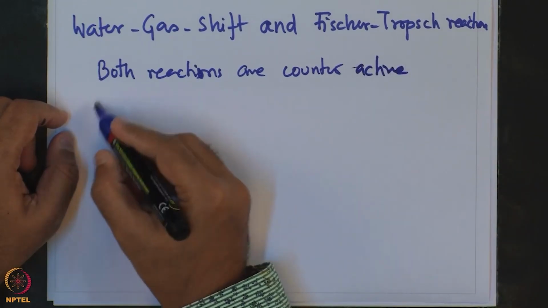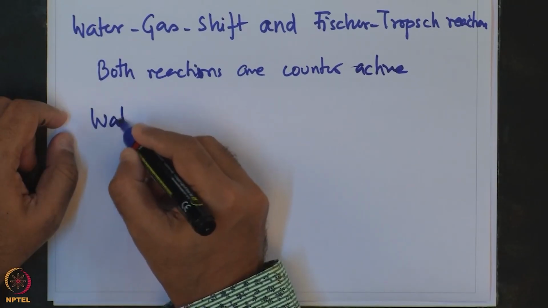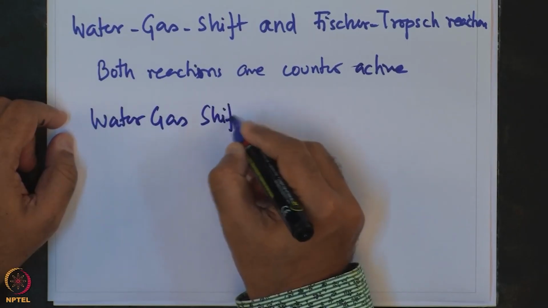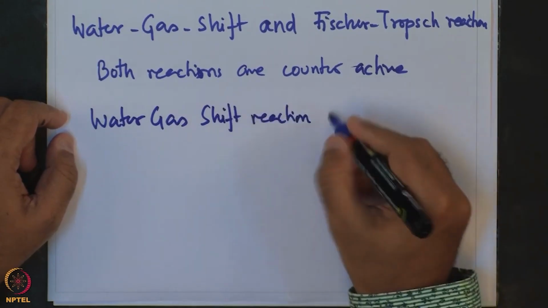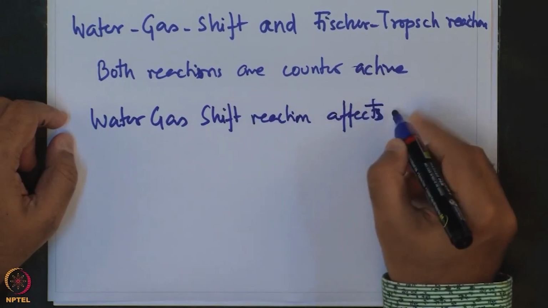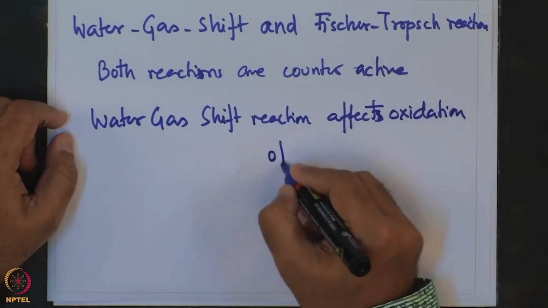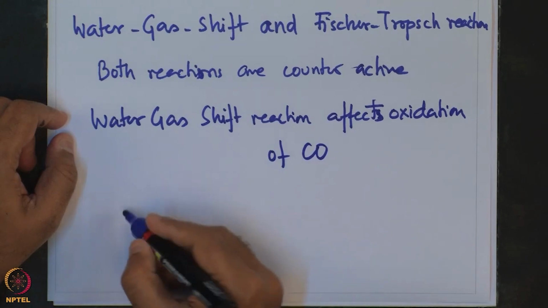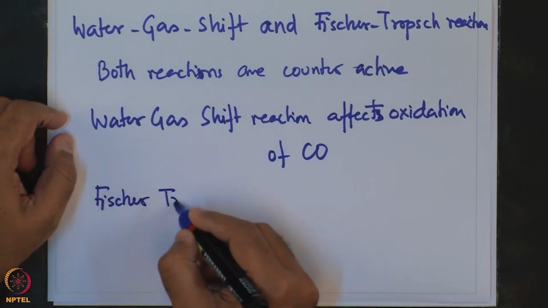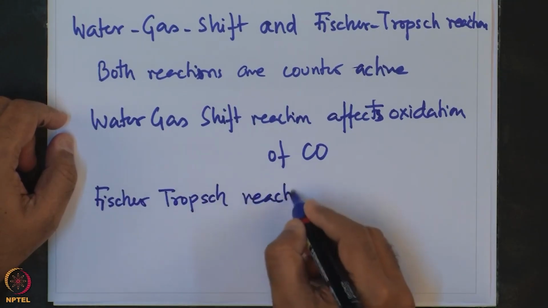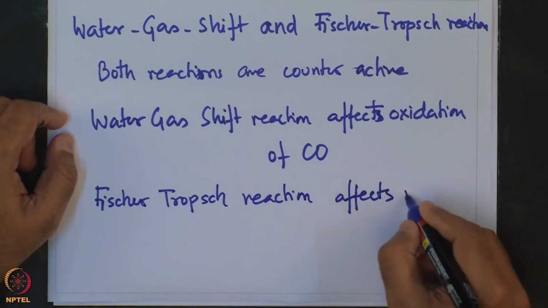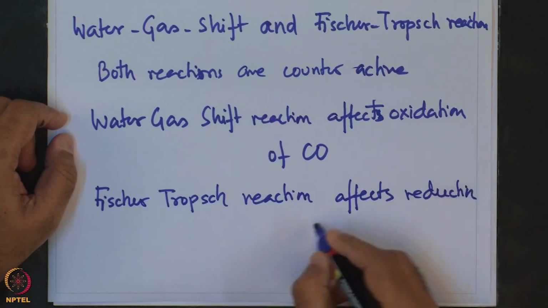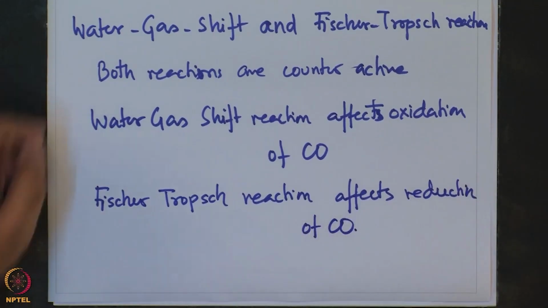The water gas shift reaction is the oxidation of CO, and the Fischer-Tropsch reaction effects the reduction of CO. And as mentioned earlier, though the Wacker process has opened up the doorway for organometallic chemistry, later the C1 chemistry, or the chemistry used with CO, is becoming important.